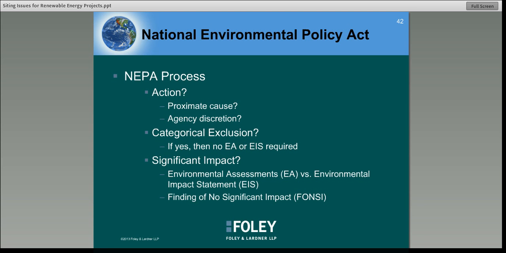Now, there's a process. There are a couple of different processes involved. There can be an initial process where you go through an environmental assessment to determine whether there may be an impact. If the result of that environmental assessment is that there is not likely to be an impact, then the agency would generally issue a finding of no significant impact. However, if the result is that there could be, then you end up triggering the full environmental impact statement process.